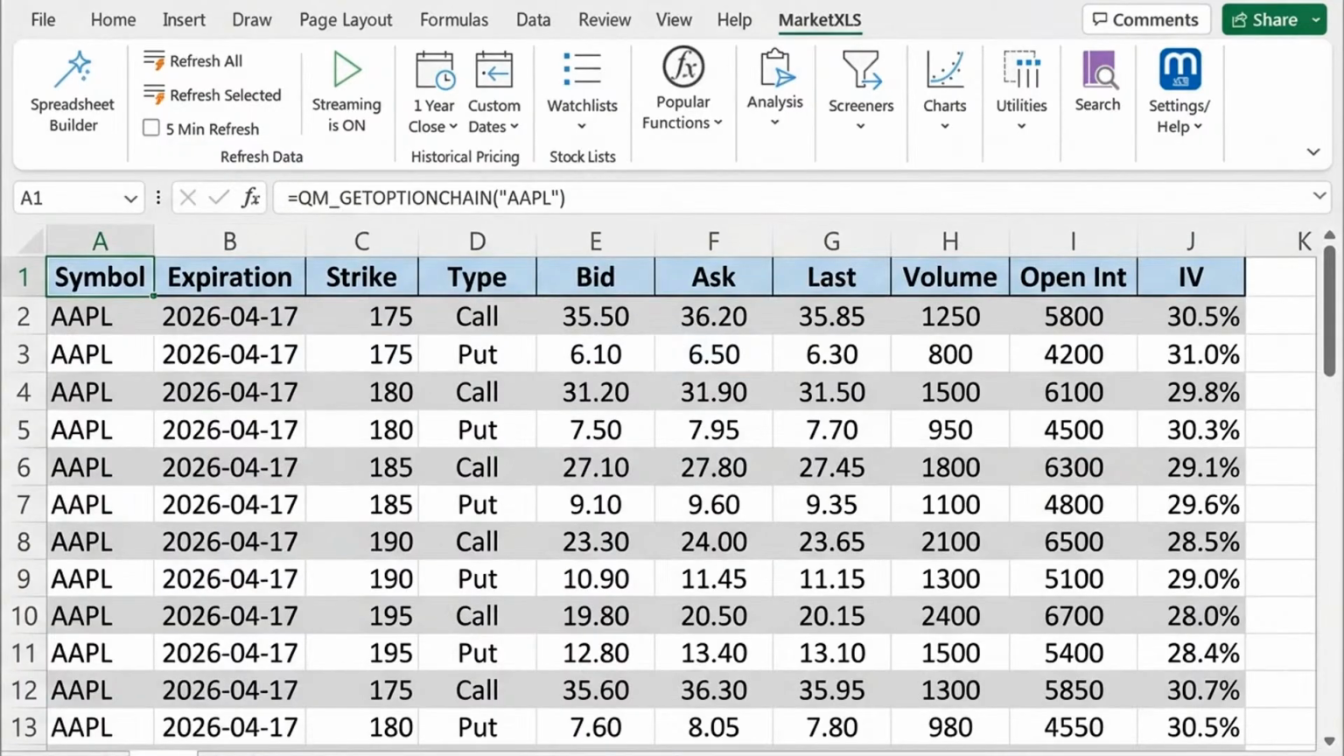The first step is pulling live option chain data into your spreadsheet. With MarketXLS, you can use the Get Option Chain function to bring in the full chain for any stock. Just type =Get Option Chain and pass in your ticker symbol. You will instantly see strikes, expirations, bids, asks, volume, open interest, and implied volatility. This is your foundation for building any spread strategy right in Excel.